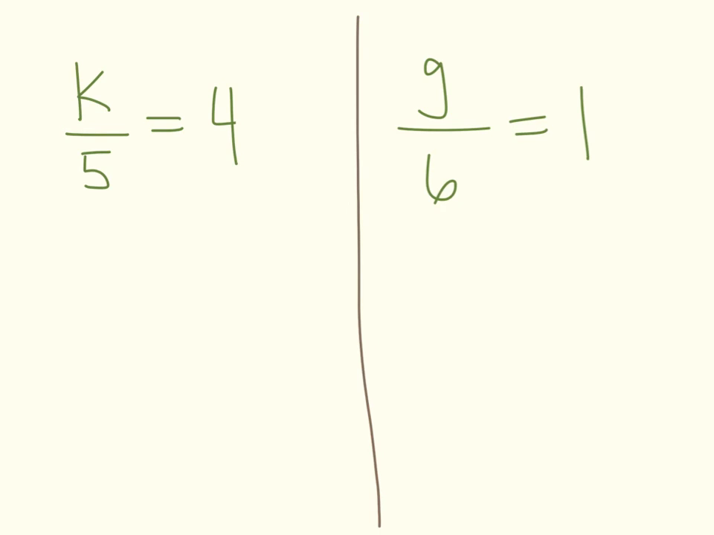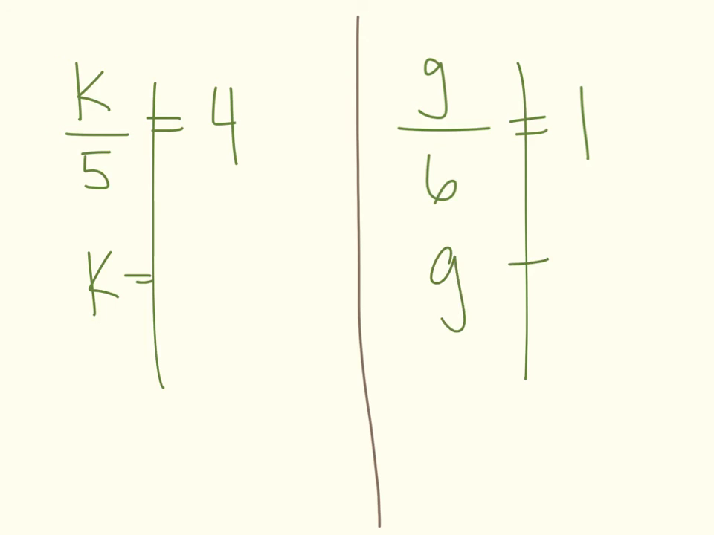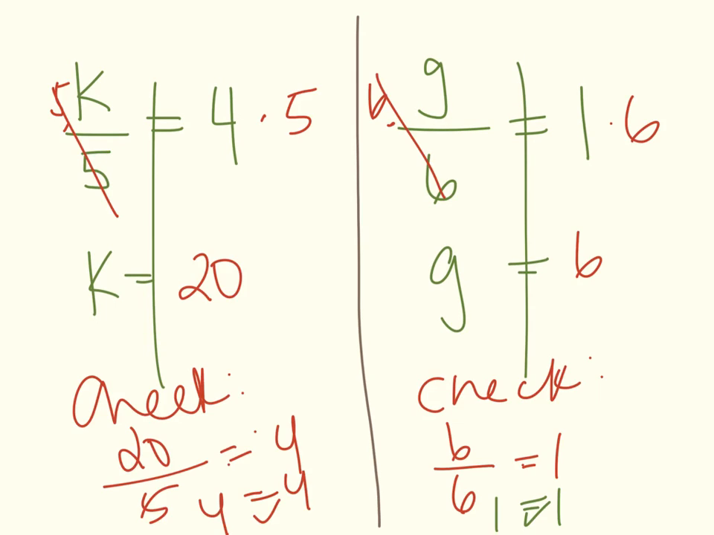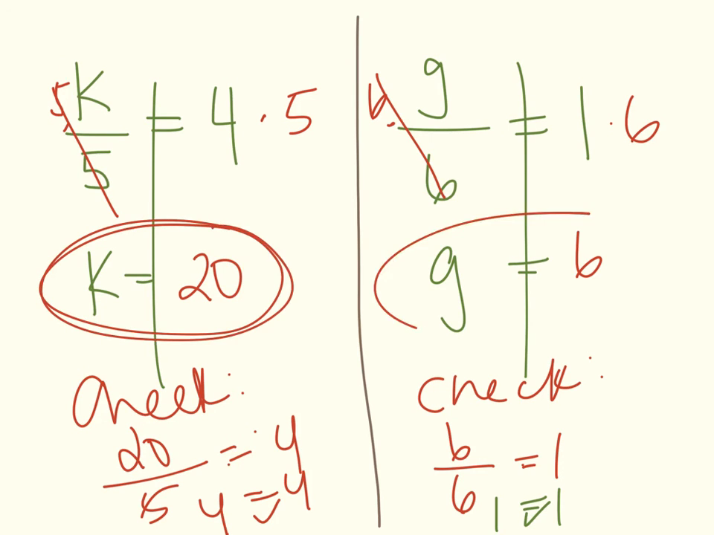So last two examples for you to try on your own. Go ahead and figure out what k is equal to, and go ahead and figure out what g is equal to, and then check your answers with mine. You'll see that in our first example, k should be equal to 20, and g should be equal to 6. And when you check your answers, they check out to be right. Make sure you're doing the check because that's going to help you make sure that you do have the right answer.